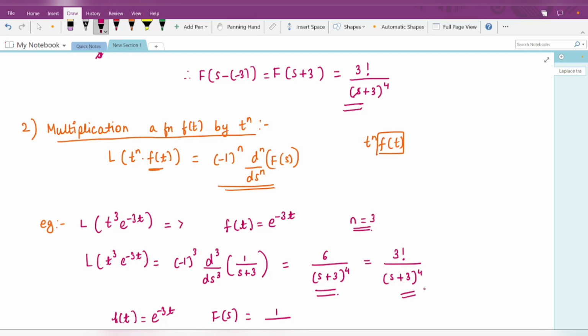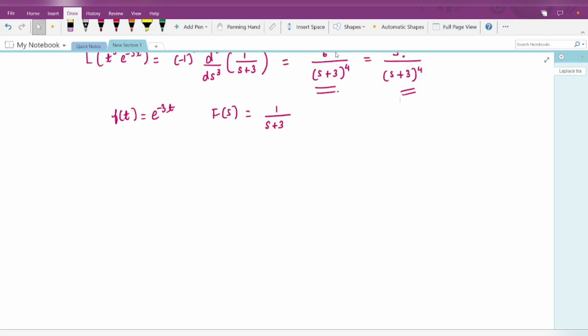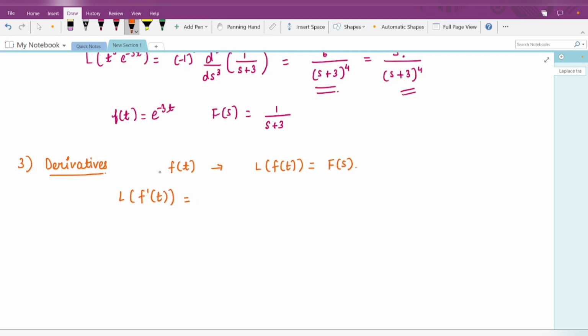Now we can look at a few other properties, and this property is regarding derivatives. Okay, so what does this say? Suppose f of t is a function whose Laplace transformation is f of s. This you know. Now you are finding the Laplace transformation of f dash of t. Is there any formula using which you can find this? The answer is yes. This Laplace transformation will be equal to s L of f of t minus f of 0. So the Laplace transformation of the derivative of f is equal to s times the Laplace transformation of the function f of t, minus f of 0.